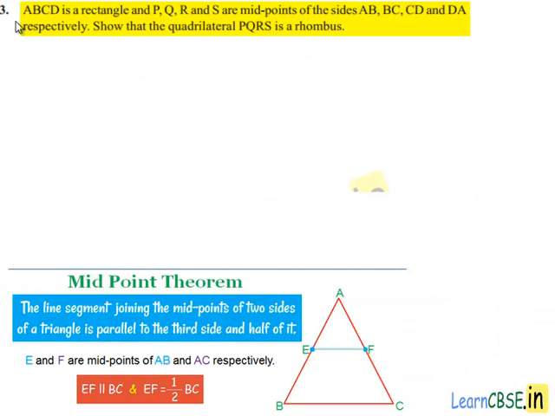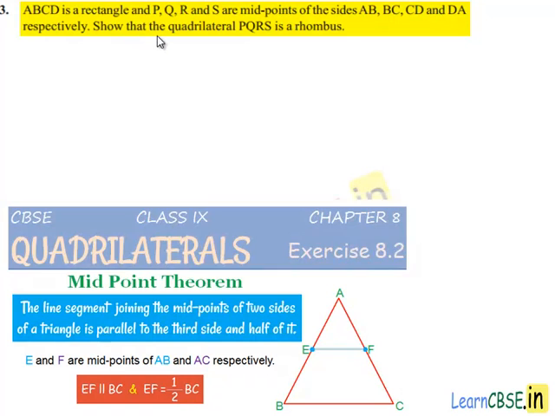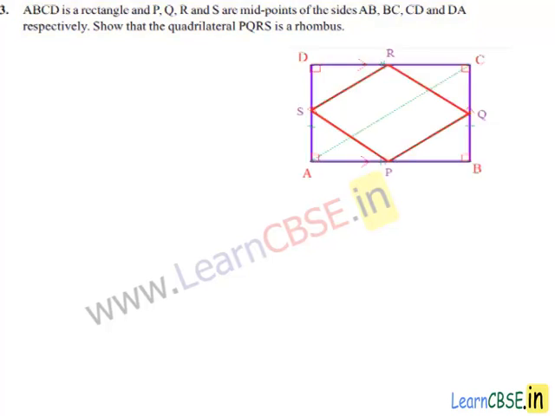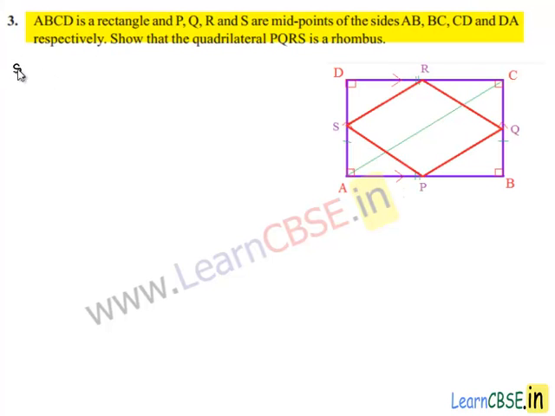Moving on to third question. Given that ABCD is a rectangle and P, Q, R and S are midpoints of sides AB, BC, CD and DA respectively, show that quadrilateral PQRS is a rhombus. Now moving on to the solution.